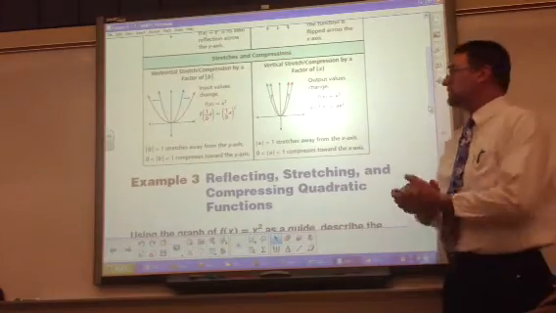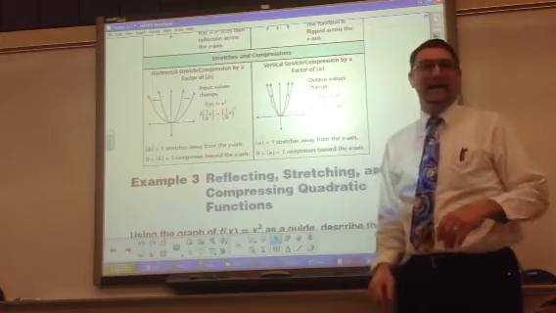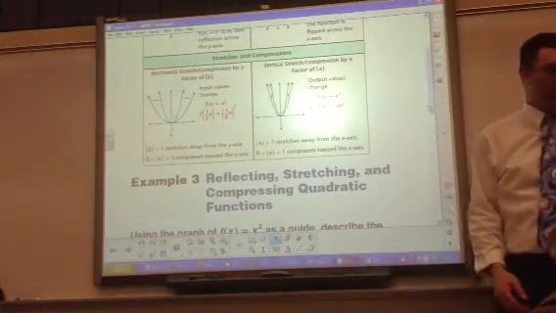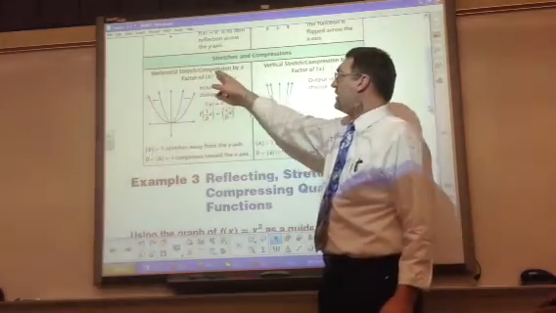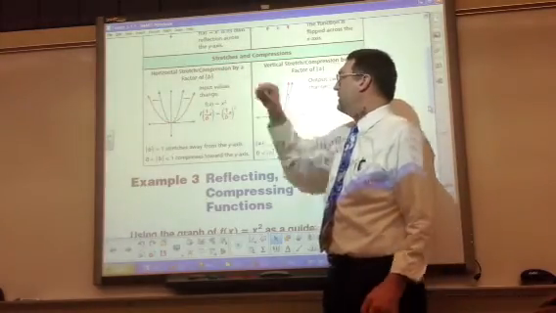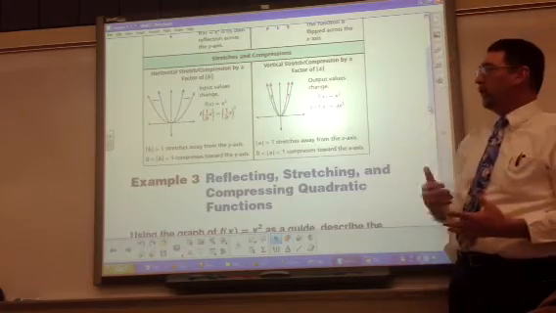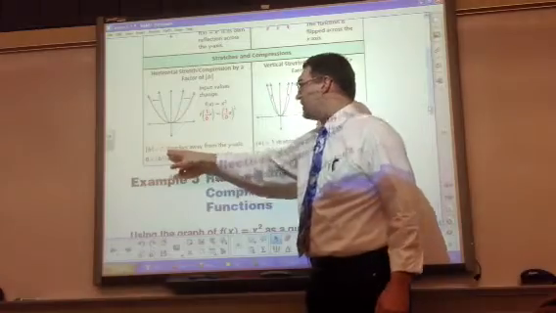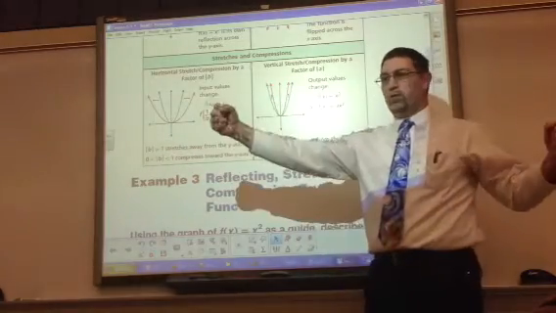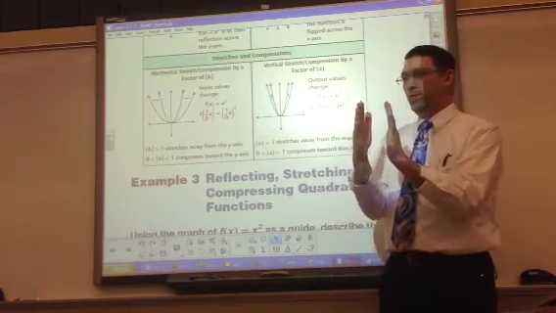Stretches and compressions. We've talked about these. Horizontally, it's always the reciprocal. So if we have a stretch or compression by a factor of b, then that means it's going to be 1 over b. We're multiplying x in those cases. If b is greater than 1, it stretches it horizontally. If b is less than 1, then it compresses it horizontally.